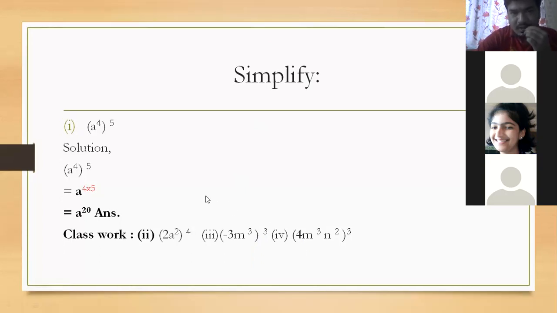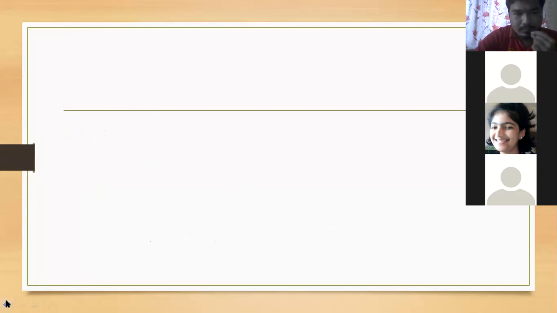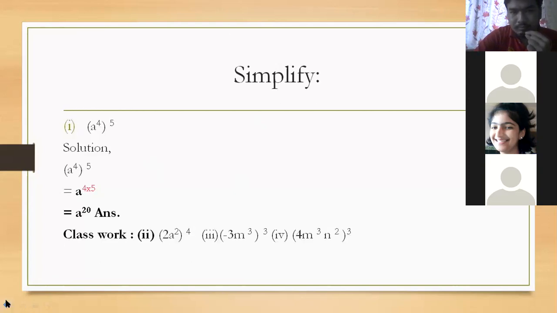Now I am moving to the next slide, and it goes like this. Okay, I'm waiting. Minus 3 whole cube, it will be minus 3 into minus 3 into minus 3, which means minus 27 will be there. Minus 3 we have to multiply 3 times.